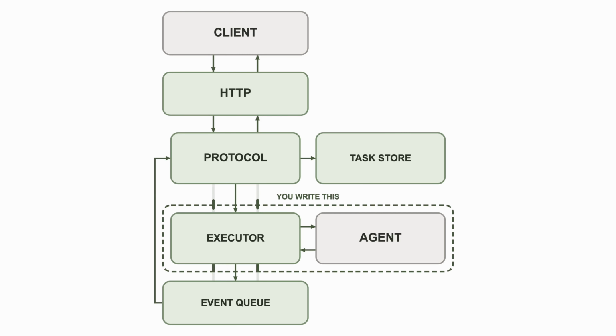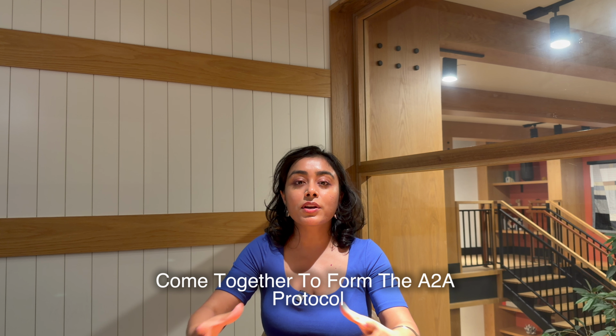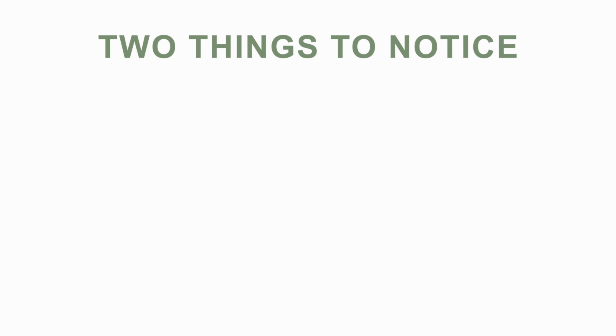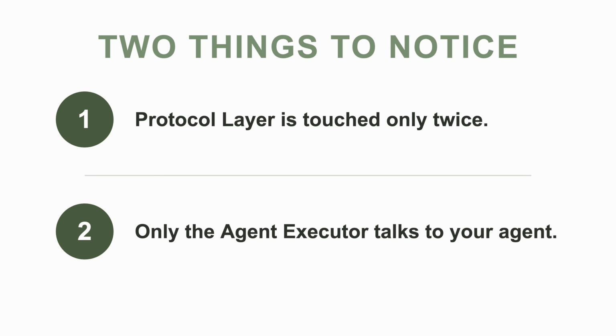For a continuous streaming task, the last three steps, 7 to 9, run in a loop as long as the agent produces something new, until the final status equal to completed closes the whole stream. All of the solutions that we discussed come together to form the A2A protocol. Two things you'll notice once you've gone through the whole data flow. One is that the protocol layer is only ever touched twice: once when parsing on the way in, and second when wrapping back to the protocol on the way out. Second is that the agent executor is the only box in the whole architecture diagram that essentially talks to your agent.